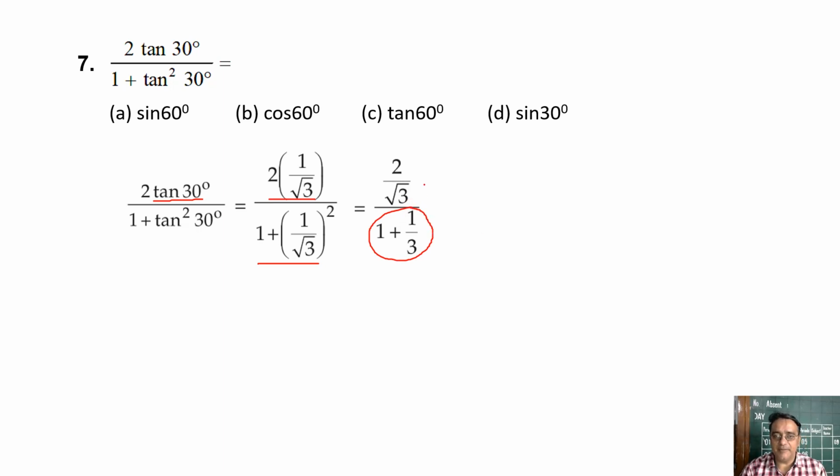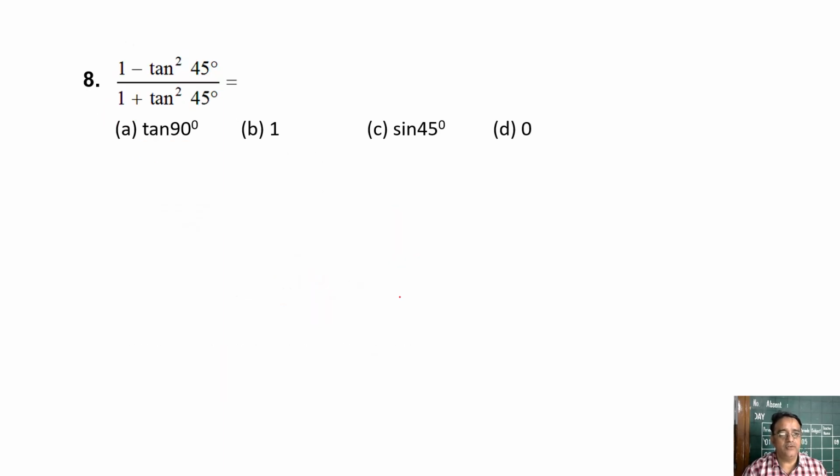So when we write it in the form of multiplication, we have to take the reciprocal. So the reciprocal of 4 by 3 will be 3 by 4. So this will be cancelled and 3 also we can cancel with root 3, because 3 is root 3 into root 3. So finally we will get root 3 by 2. Whose value is root 3 by 2 here? Sin 60. Right, sin 60 degree. So the correct option is Option A, right. So now the next question, 1 minus tan square 45 degree upon 1 plus tan square 45 degree is equals to what?